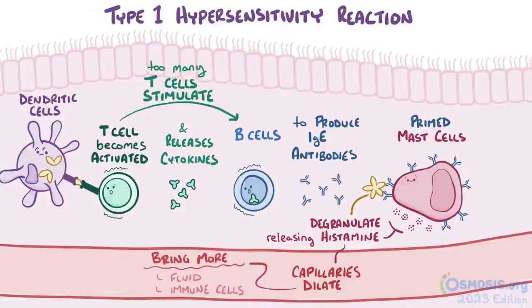Because the eyes and nose are portals of entry for infections, there are lots of mast cells around those areas for extra protection. So those IgE primed mast cells release their histamine, which causes nearby capillaries to dilate, flooding the facial tissues with fluid.